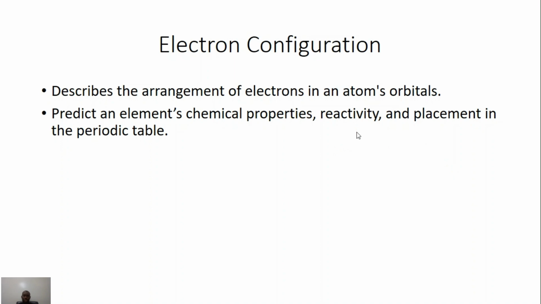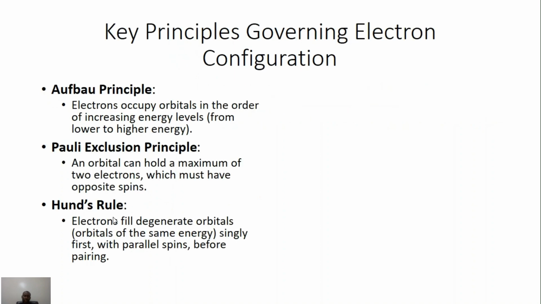Electron configuration describes the arrangement of electrons in an atom's orbitals, and it predicts an element's chemical properties, reactivity, and placement in the periodic table. Like I said, its electron configuration tells us how electrons are arranged in an atom, and they are very important in determining some of the properties of atoms of elements.